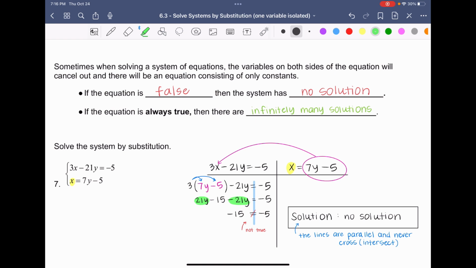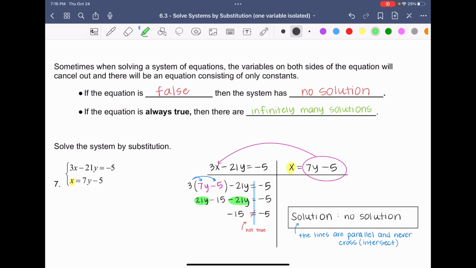Sometimes when you're solving a system of equations, something funky happens and the variables end up canceling out. We've seen this before when we've solved equations, but it looks a little bit different when you're solving a system of equations, and it means something different.